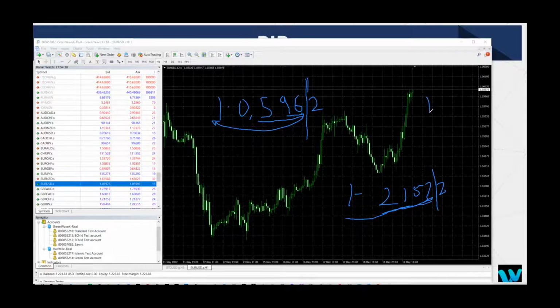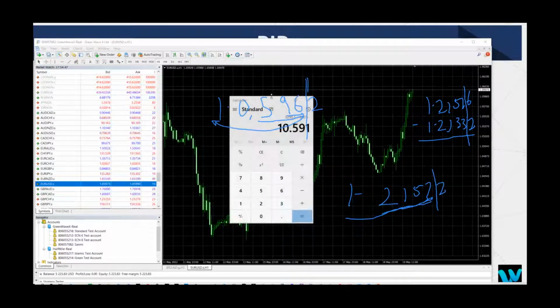So let's say at the time price was here, 1.21516, and later it moved to 1.21332. How do you calculate the pip movement? You just subtract one from the other. You just do the normal calculation. If I bring up my calculator, although you don't really need to do it like this, I'm going to show you a simple way of measuring that. So this is our calculator here.